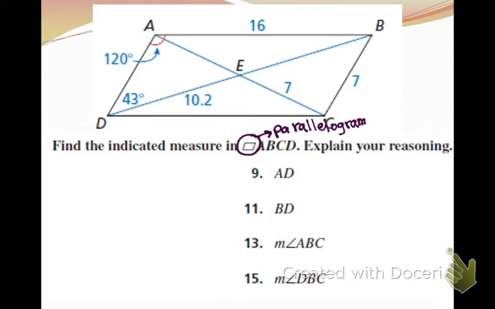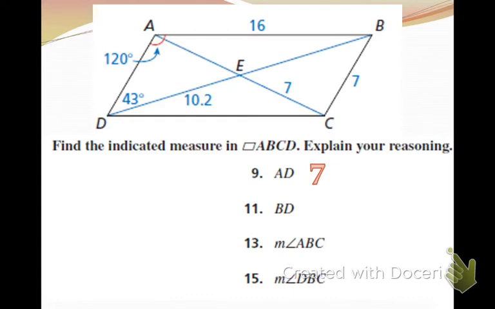How did I know this was not a rectangle or a square? What does it not have? Right angles. So the option was limited. So we're going to find the measure of AD. Is AD a side or a diagonal? It is a side. What do we know about sides? The opposites are congruent. So opposite of AD is BC, so the length is 7.